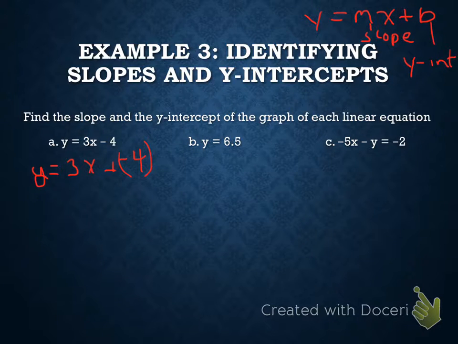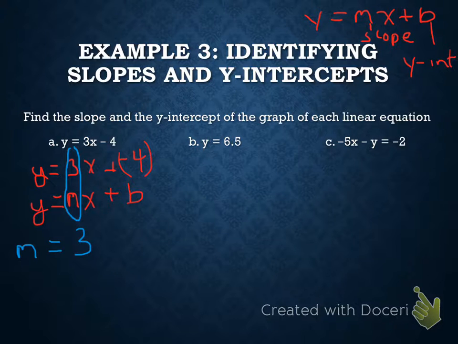So then looking at this, remember we said y equals mx plus b. So if you look right here, this is going to be your m. So my m, or my slope, is 3. And then right here is my y-intercept. So my b, or my y-intercept, is negative 4.